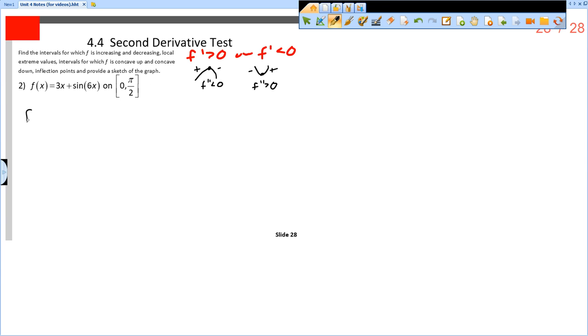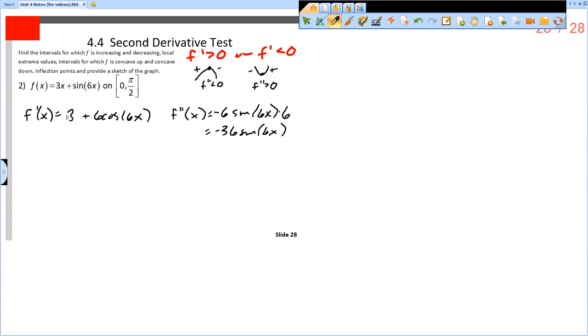All right, so that means we need to find f prime of x. All right, so f prime would be 3 plus derivative of sine is cosine of 6x times the derivative of 6x, which is 6. All right, so that's f prime. All right, and then we want to find f double prime as well. So f double prime of x is derivative of 3 is 0, derivative of 6 cosine of 6x would be 6 times the derivative of cosine, which is negative sine of 6x times another 6. And so we get negative 36 sine of 6x.